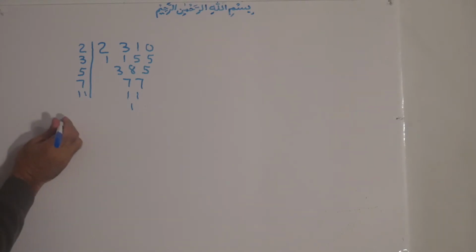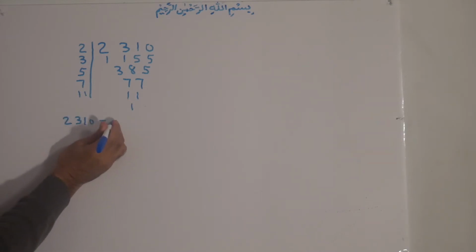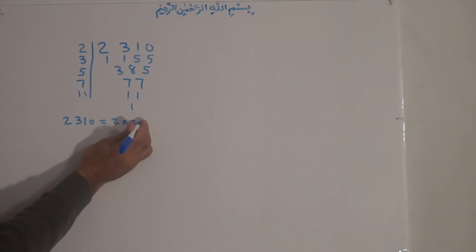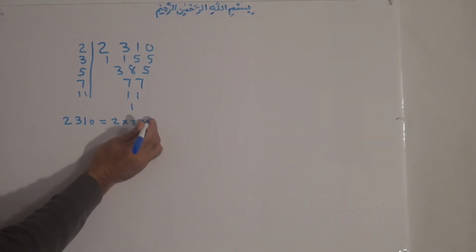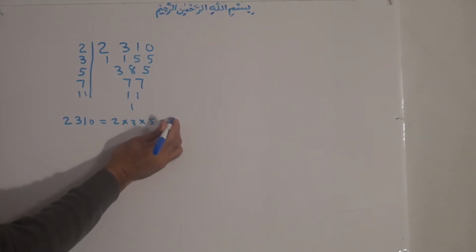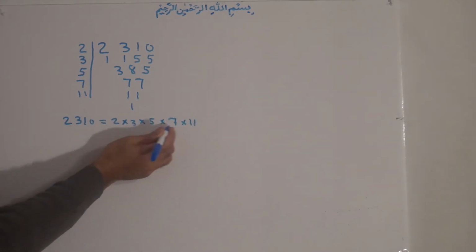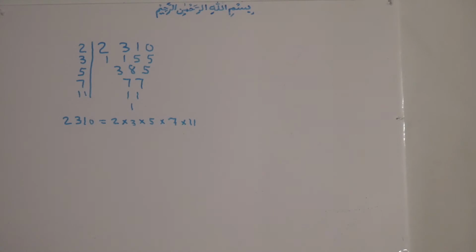This means that the composite number 2310 is equal to 2 times 3 times 5 times 7 times 11. These numbers are the factors of 2310.